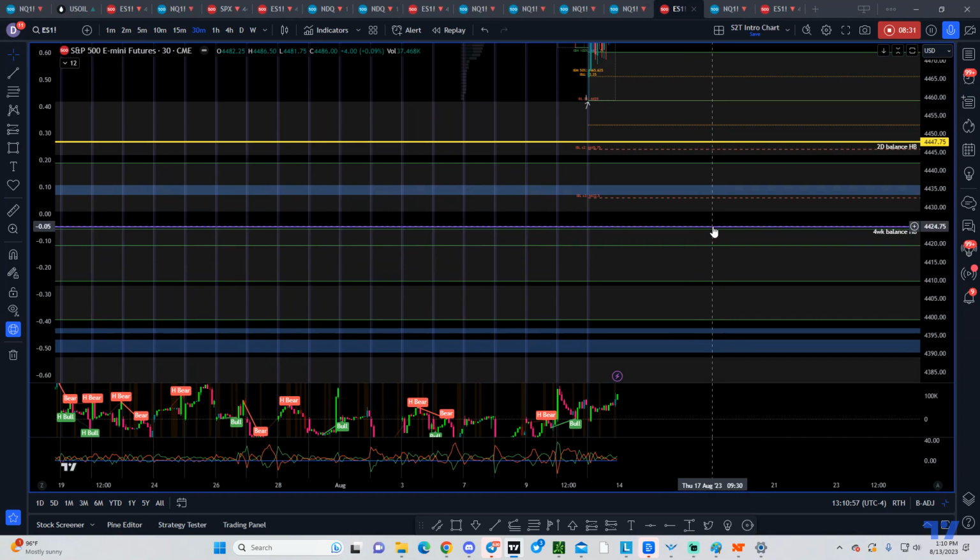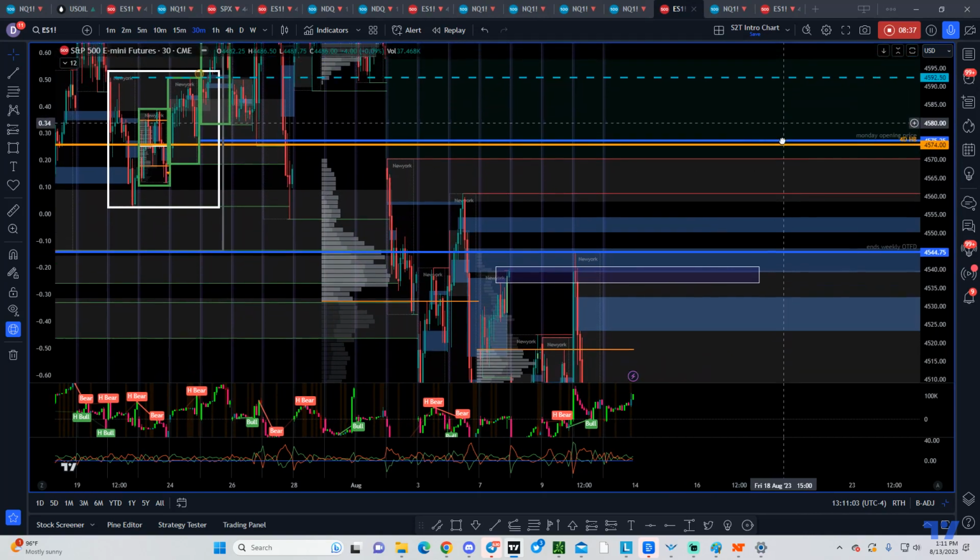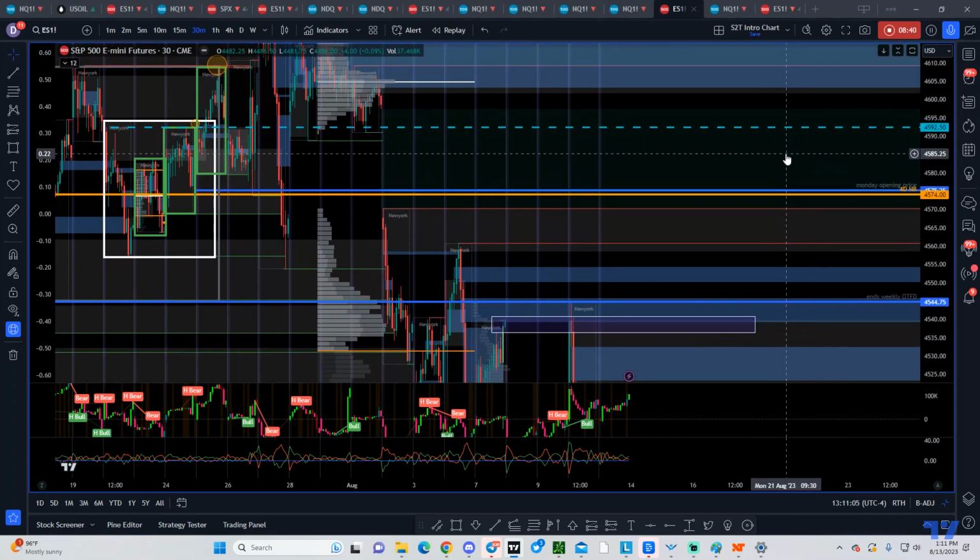For next week, you want to keep an eye on this area here where we have a previous gap. Obviously, a gap fill would be 45.88, which is a confluence with our 45.92 zone. So, keep an eye on those areas, and hopefully we have a good week.